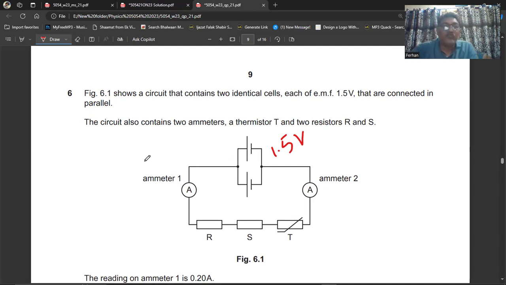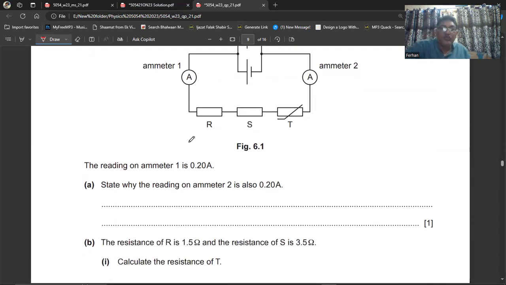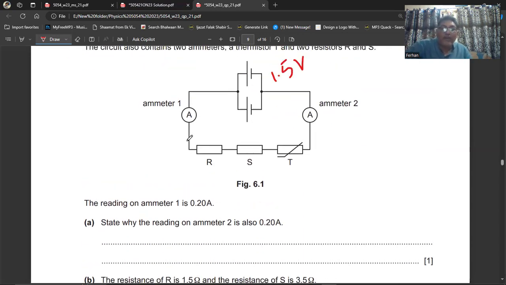The circuit also contains two ammeters, a thermistor T and two resistors R and S. R and S are fixed resistors. This is a thermistor whose resistance depends upon the temperature. And the reading on the ammeter 1 is 0.20 ampere. State why the reading on the ammeter 2 is also 0.20 ampere. You see, in this circuit, you have connected all the things in series with each other. So the path for the charges or the path for the current is only one.